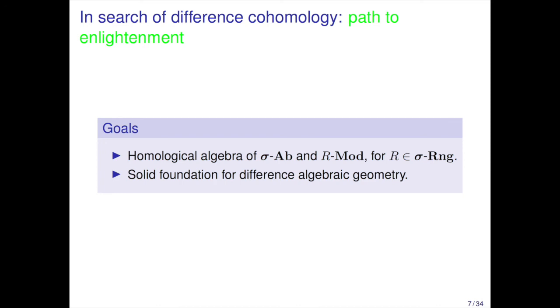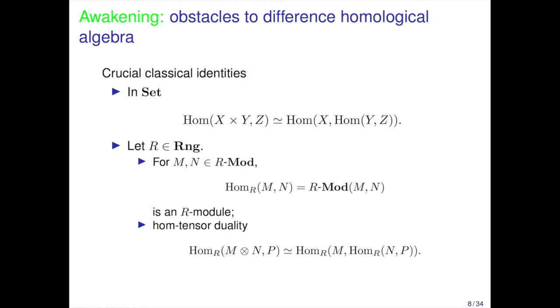Okay, so I would like to now guide you step by step through the levels of conceptual steps that led me to how to develop cohomology in this context. So I'd like to develop homological algebra of difference abelian groups and difference modules, and then later give also a solid foundation for difference algebraic geometry. When you look at any book on homological algebra, you realize that homological algebra is based on certain key identities and dualities.